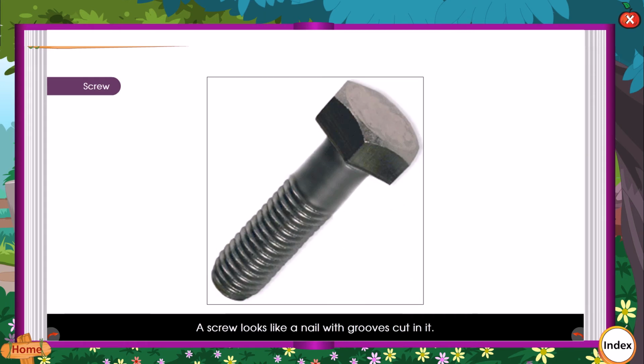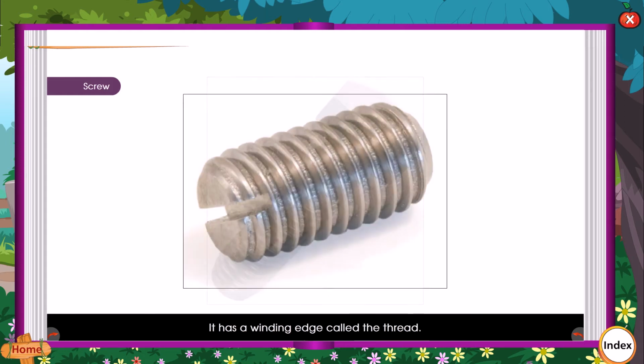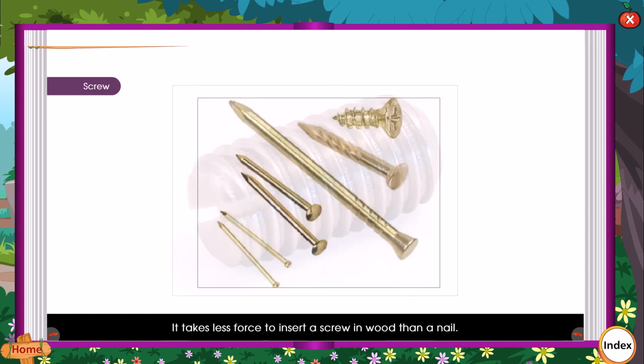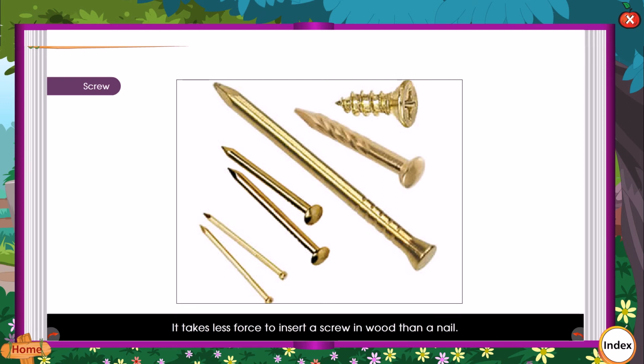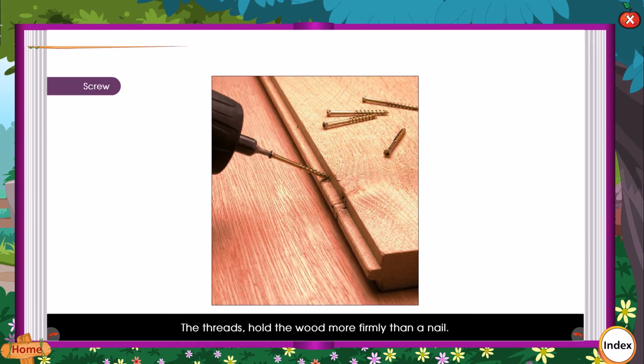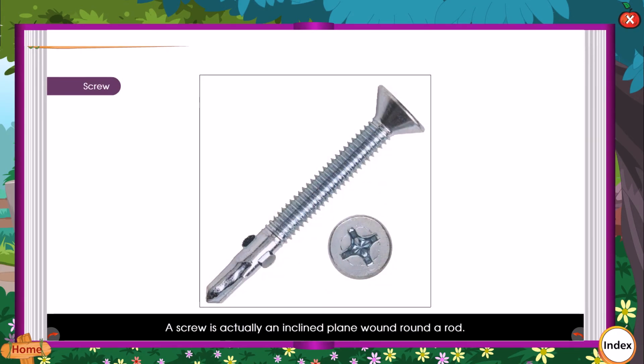Screw. A screw looks like a nail with grooves cut in it. It has a winding edge called the thread. It takes less force to insert a screw in wood than a nail. Therefore, the screw increases a force. The threads hold the wood more firmly than a nail. A screw is actually an inclined plane wound round a rod.